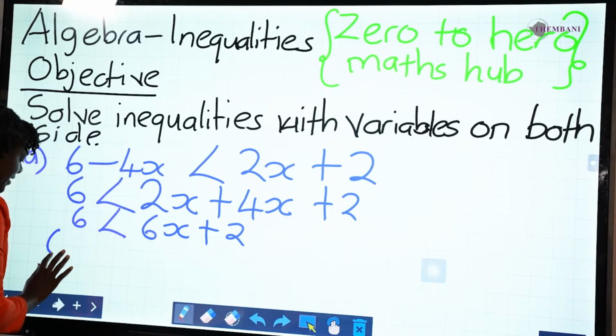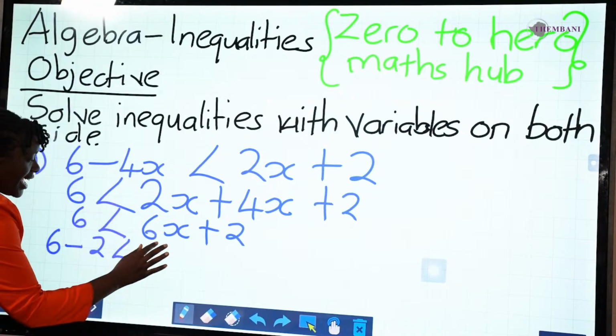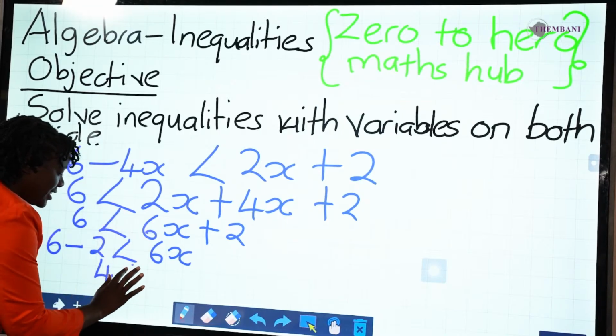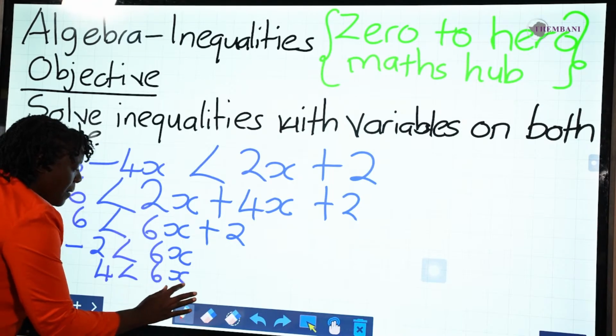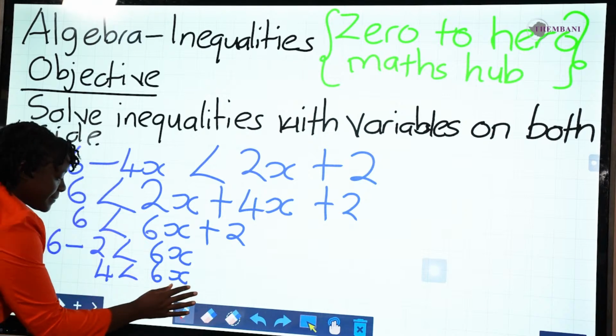So I have 6 minus 2 is less than 6x. So 6 minus 2 is going to give me a 4. So I will have 4 is less than 6x. But since I'm solving for x, I need to find the variable x, where I'm saying x is less than or is greater than whatever is there. So my variable in this case is x. So I'm going to divide both sides by 6.